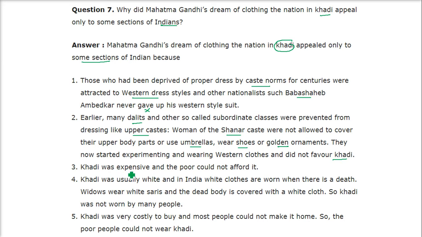And also khadi was quite expensive and the poor could not afford it. And khadi was usually white. In India, white clothes are worn when somebody has died. Widows also wear white sarees and a dead body is covered with white cloth. So khadi was not worn by many people. And khadi was very costly to buy, and most people could not make it at home. So the poor could not afford to buy or wear khadi.